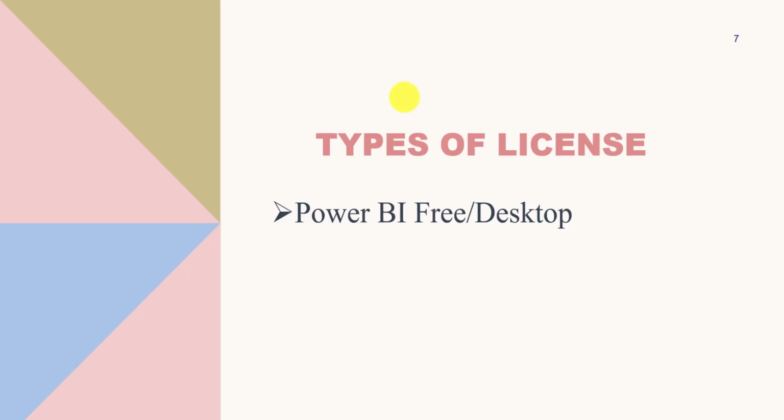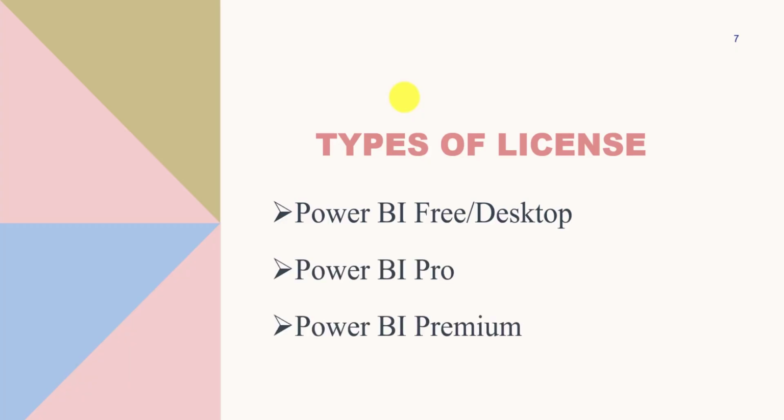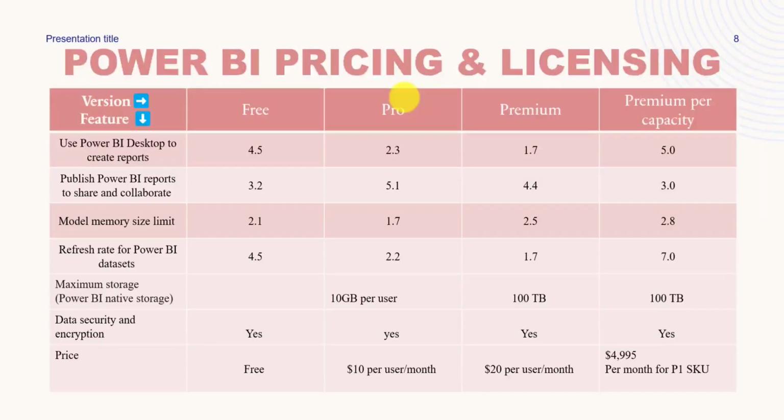So there are three types of license: Power BI Free Desktop, Power BI Pro, Power BI Premium. Now let's see the comparison between these three licenses. So here you can see the version of the license: Free, Pro, Premium per capacity, and you can see the features. Here we have listed some of the features. If you want to learn the details, like what features are available based on the license, you can go to the Microsoft official documentation and follow there.